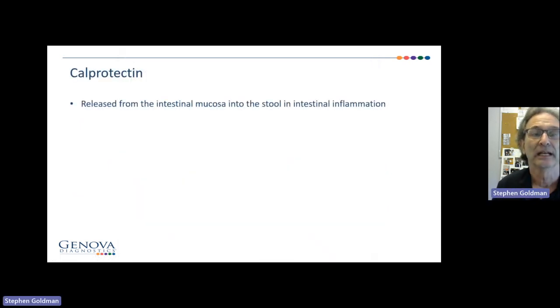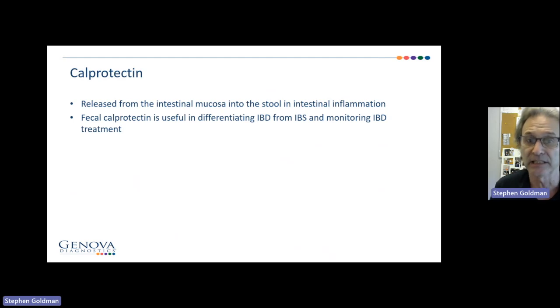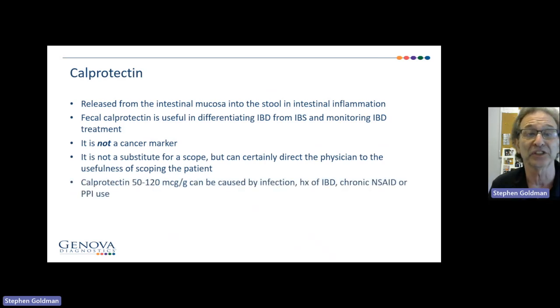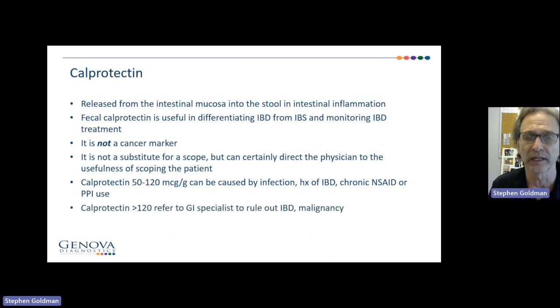So the bullet points: it's calprotectin released from intestinal mucosa into the stool in intestinal inflammation. Fecal calprotectin is useful in differentiating IBD from IBS and monitoring IBD treatment. It is not a cancer marker. It is not a substitute for a scope, but can certainly direct the physician to the usefulness of scoping the patient. If you're between 50 and 120 micrograms per gram, it can be caused by infection, history of IBD, and chronic NSAID or PPI use. But greater than 120, refer to a GI specialist to rule out IBD and malignancy.